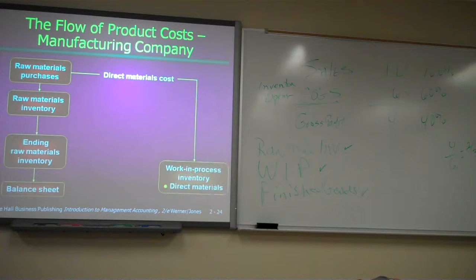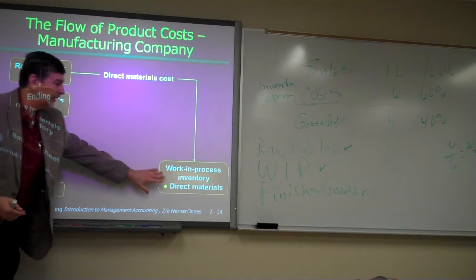What, no sound effect? Oh, there it is. Okay, here's the flow. Man, we're all visual learners these days, right? Visualize this. Raw material purchases. Now, if those raw materials are used directly in the product, those are direct materials. If some of those materials are used for manufacturing overhead, those are going to go to manufacturing overhead. But right here, it's going to work in process.